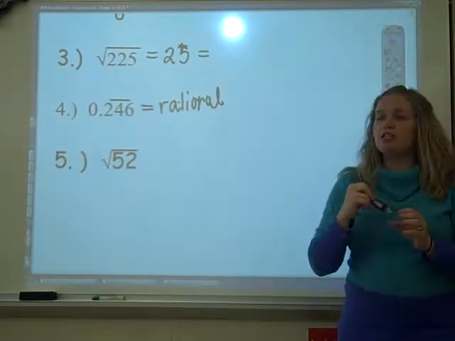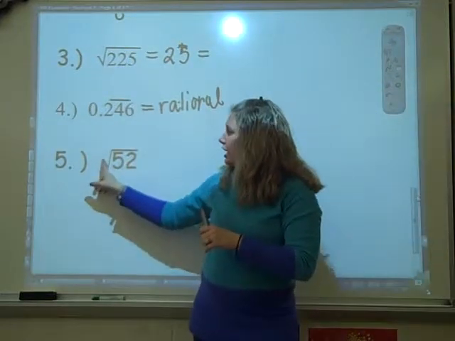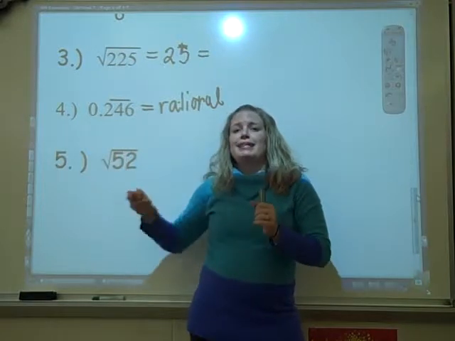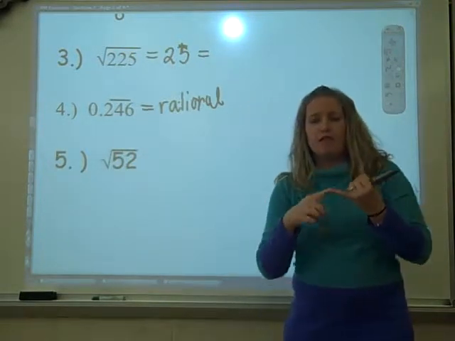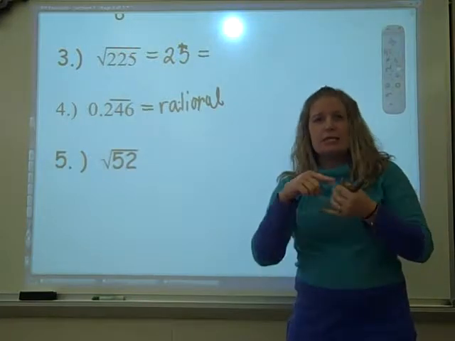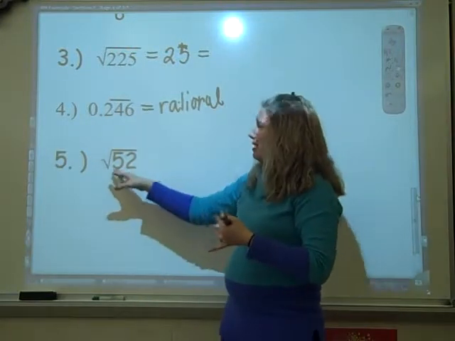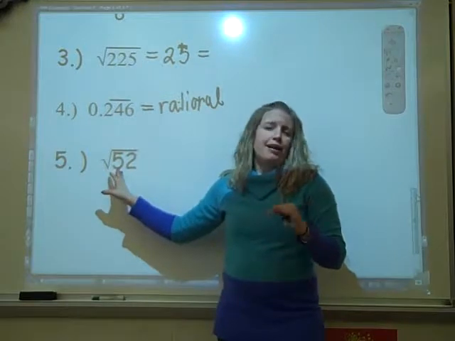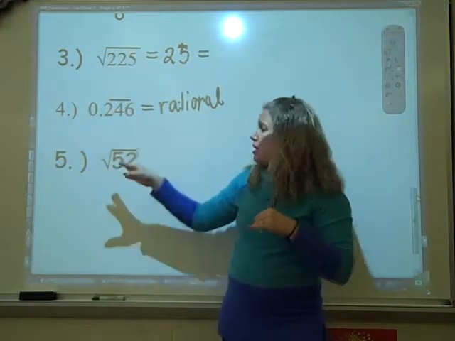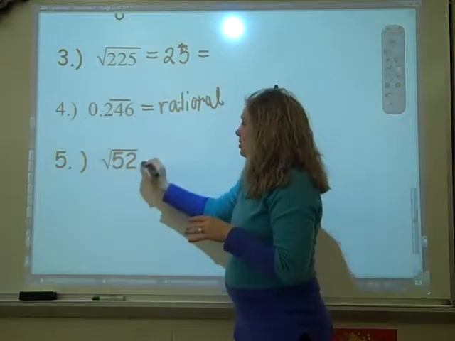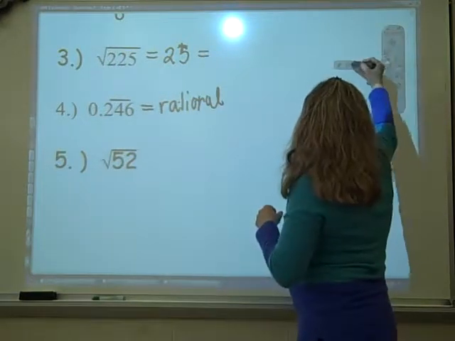Square root of 52. If it's a square root and it's not a perfect square, we talked about perfect squares in the last lesson. If it's not 4, 9, 16, 25, those are the perfect squares, then this number will go on forever and it will never repeat. So all the square roots, as long as they're not perfect squares, will be irrational numbers.